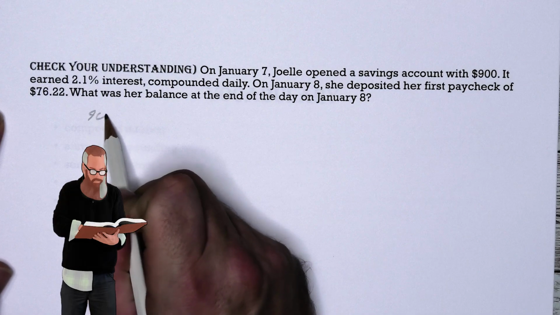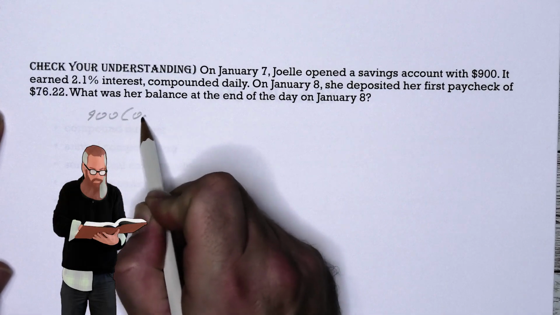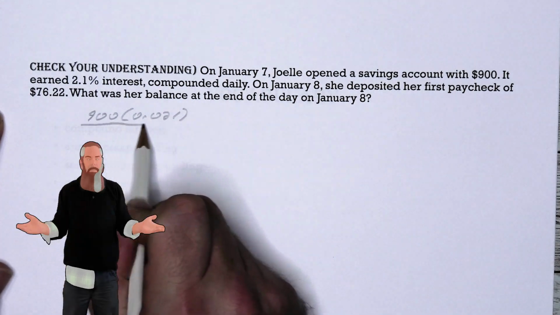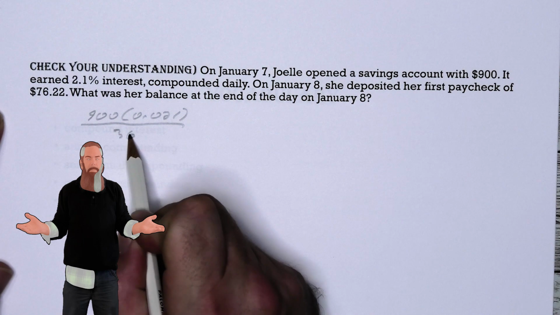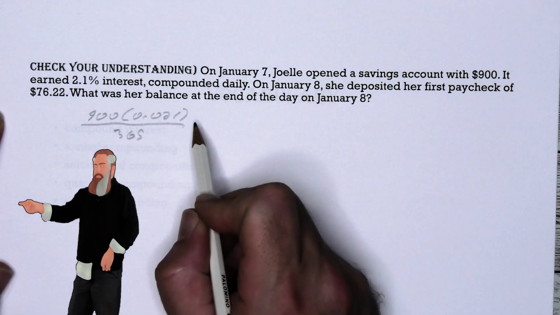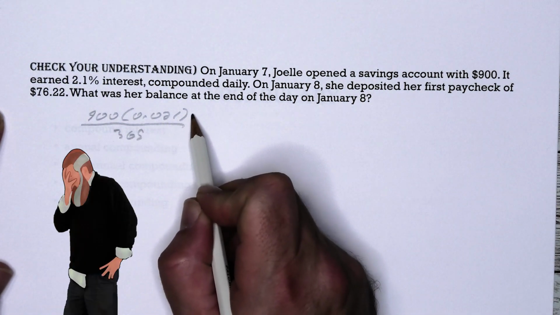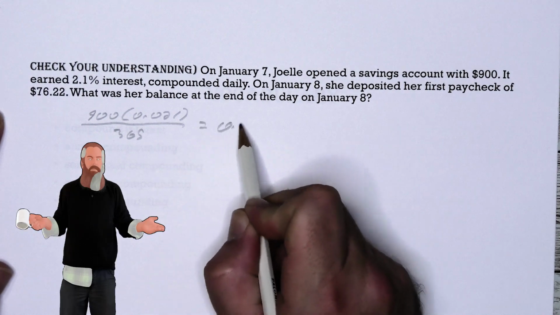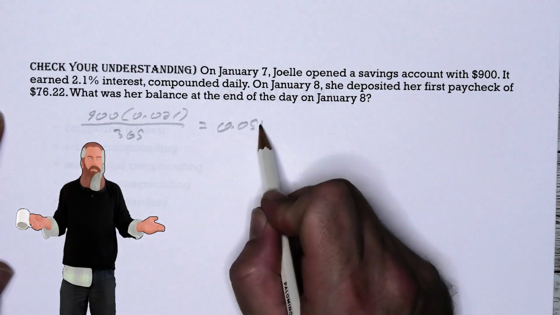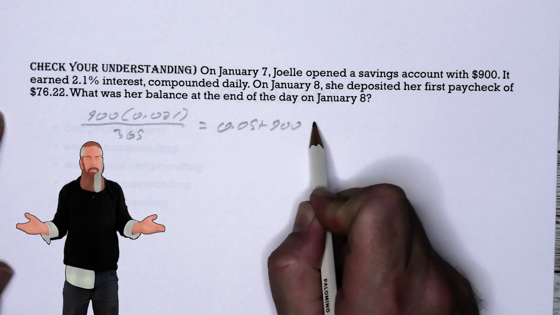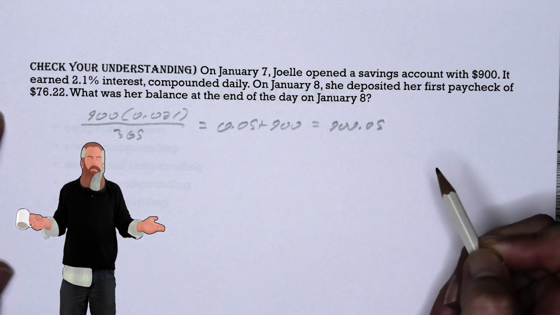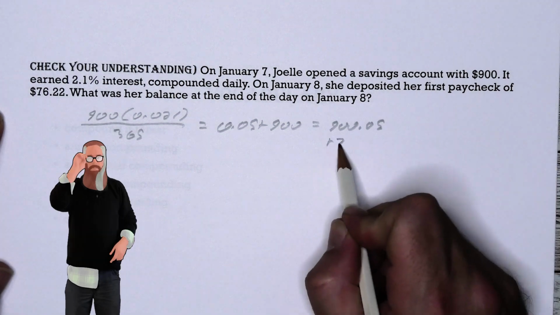Well, we start with $900 and we multiply that by 0.021, her interest rate. We can also divide it by 365 because we're multiplying by the time, which is 1 over 365. The interest earned will be 5 cents. Add to that the $900 she started with, and she has $900.05.